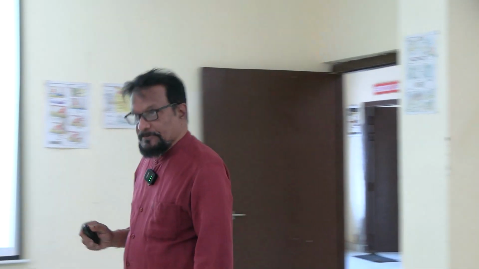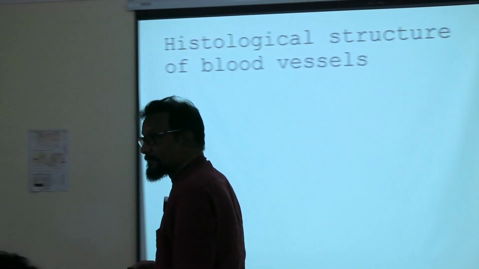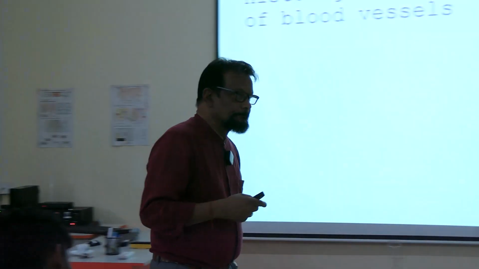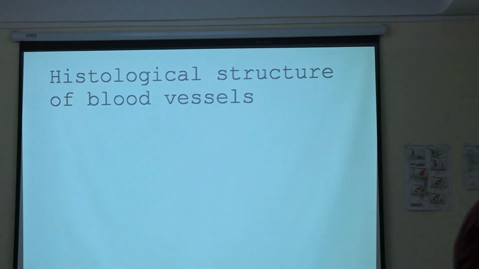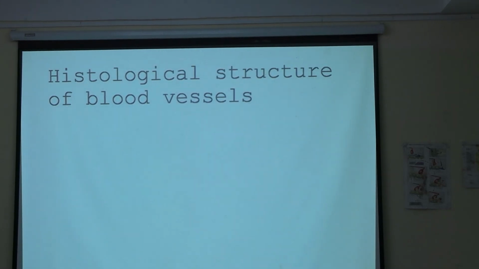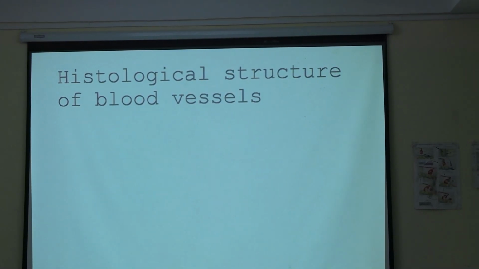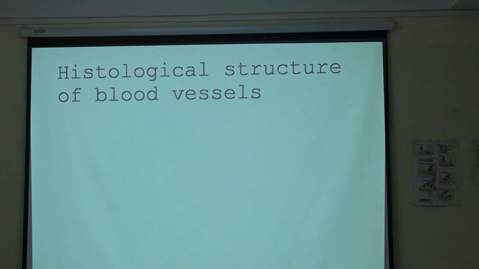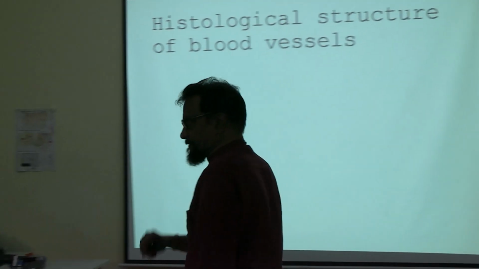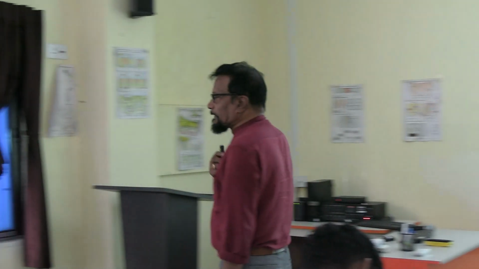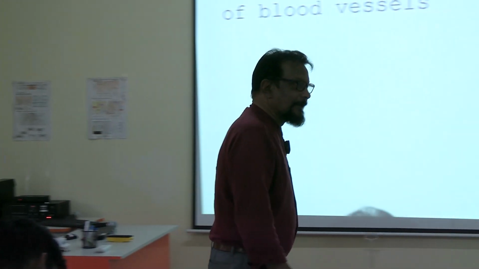You know it very well, you have studied it in anatomy classes, isn't it? Anatomy. So in any vessel, excluding arterioles, capillaries and venules, you will find all the vessels have three layers. The outermost layer is tunica adventitia, the middle one is tunica media, and the innermost layer is tunica intima.